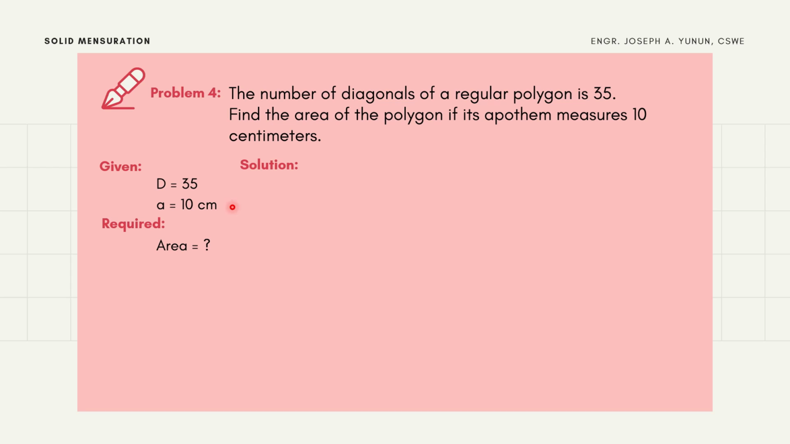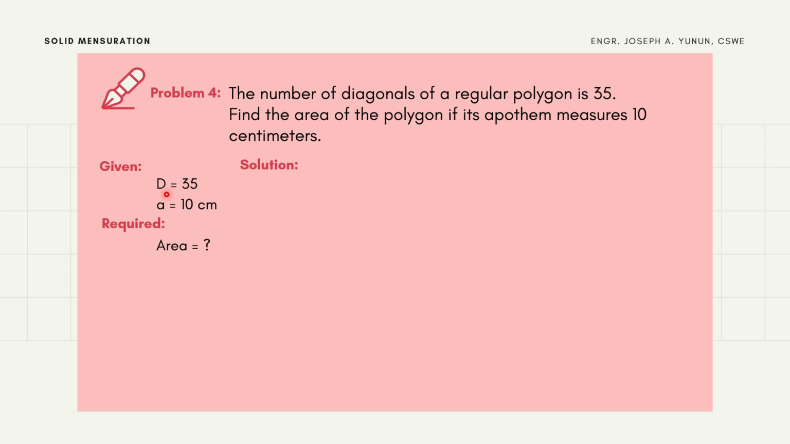Solution. Before you proceed with the solution, you have provided the given and the area, or the unknown. Based on the given, you should come up with the formula. You are given a diagonal, or the number of diagonals. From the properties of a regular polygon, you have a formula for the diagonal, and similarly with the apothem, you have a formula.